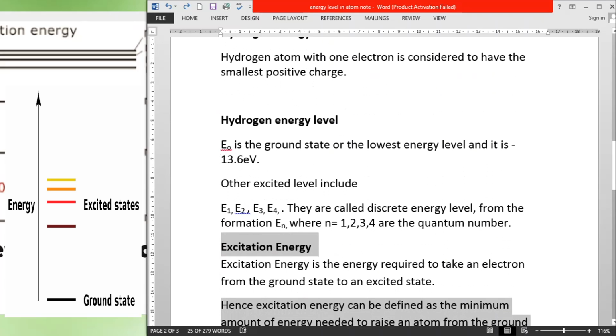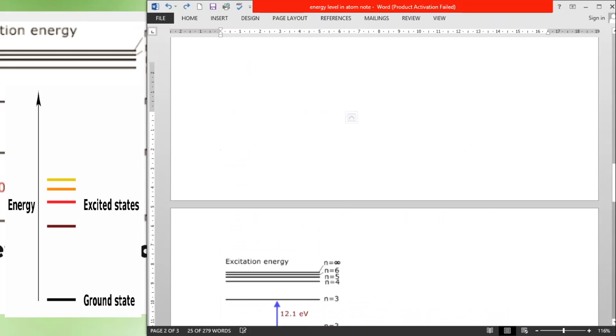So we are going to go into excitation energy. What is excitation energy? Excitation energy is the energy required to take an electron from the ground state, which is E0, to an excited state, maybe E1, E2, E3, E4, and so on. That is what we call the excitation energy.